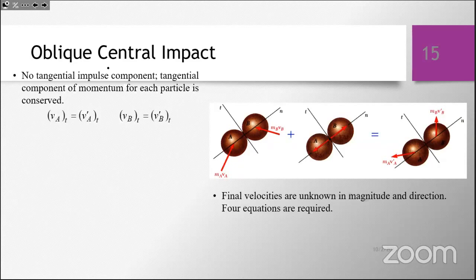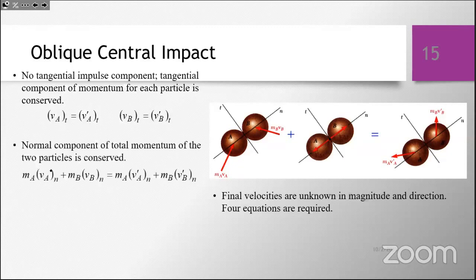So it turns out that the velocity of A in the tangential direction is equal to the final velocity of A in the tangential direction. So there's no change in the tangential direction here. There's no change in initial or final momentum. So we know that VA has to equal VA prime and VB has to equal VB prime in that tangential direction. But what happens in the normal direction?